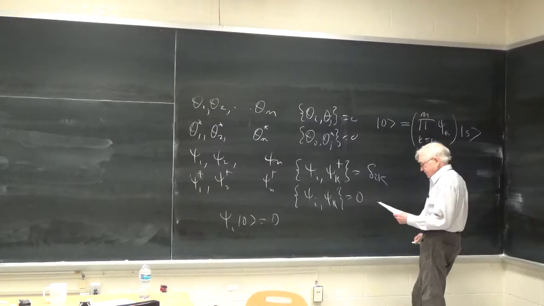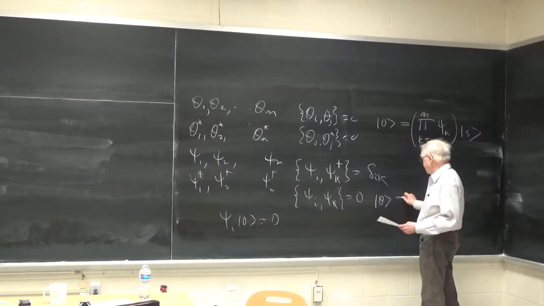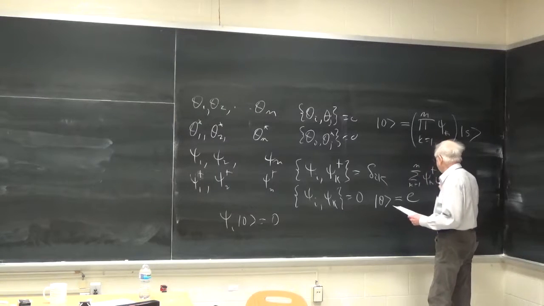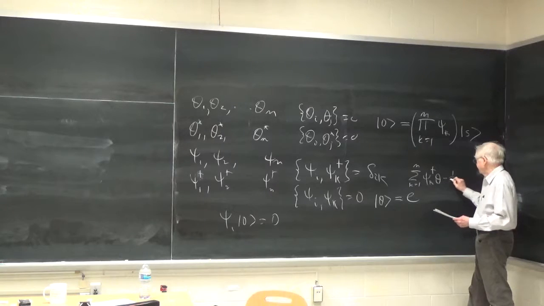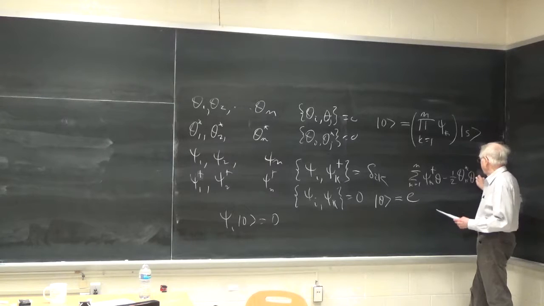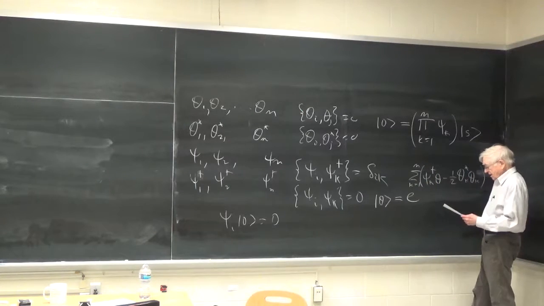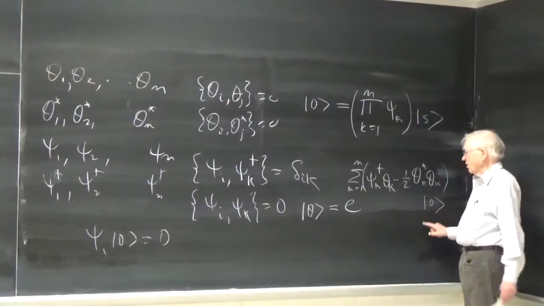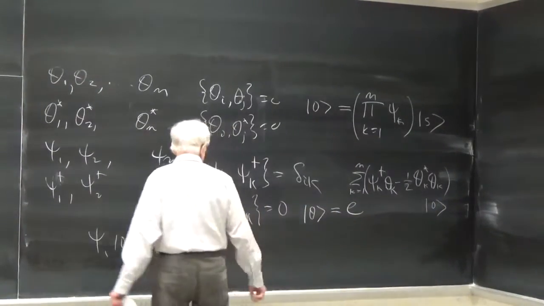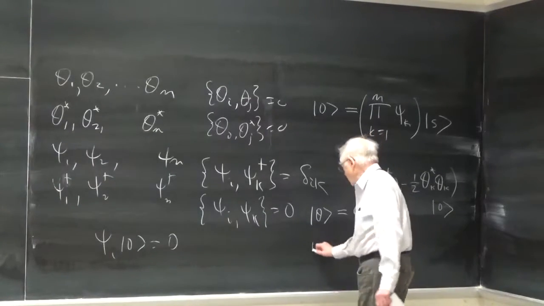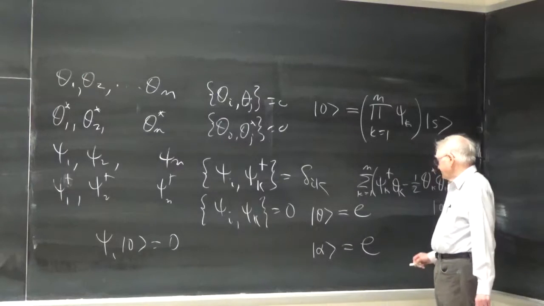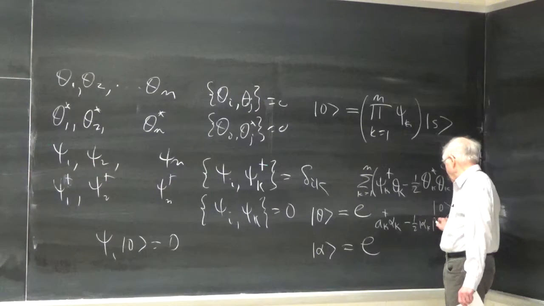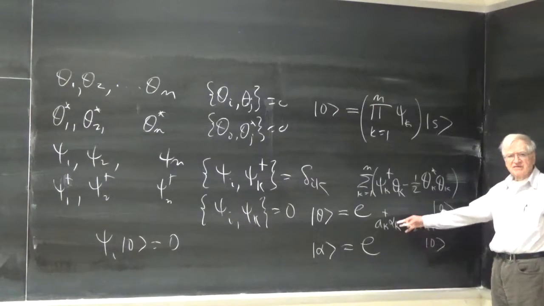So we define coherent states, or eigenstates of these annihilation operators, as e to the sum on k from 1 to N, psi k dagger theta k minus a half theta k star theta k, on the state 0. This is very similar to what we do in ordinary coherent states in the bosonic case. In the bosonic case, this would be e to the a k dagger alpha k minus a half absolute value of alpha k squared acting on the bosonic vacuum. That would give the coherent state.